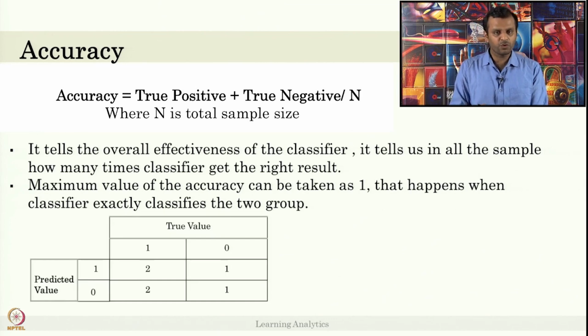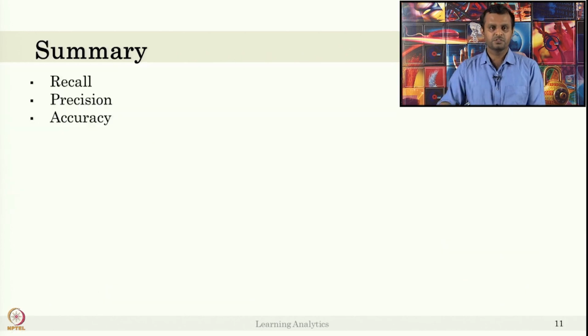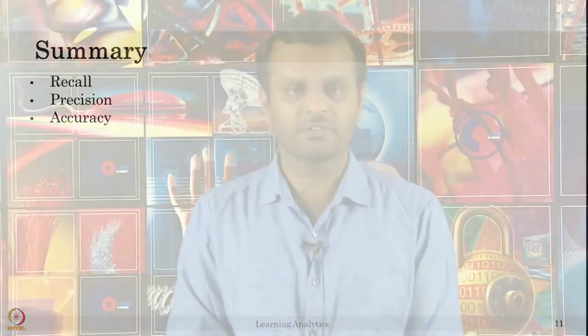In our example, to compute the accuracy, the true positives and true negatives are 2 plus 1, which is 3, and the total number of samples is 6. So, 3 by 6, the accuracy will be 0.5. In the next class we will talk about the kappa score, the F score and other metrics we have in machine learning.